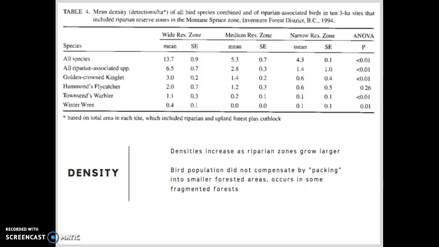This table displays the average density of all bird species combined and of riparian-associated birds in 10 3-hectare sites that include riparian reserve zones in the montane spruce zone. These stats were taken in the Invermere Forest District in 1994. The densities increase as riparian zones grow larger, and bird populations did not compensate by packing into smaller forest areas, which occurs in some fragmented forests.